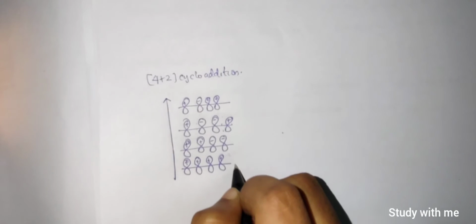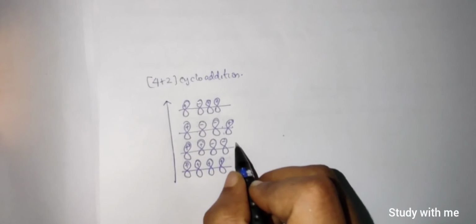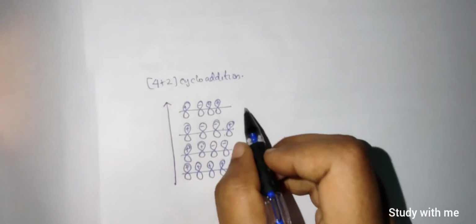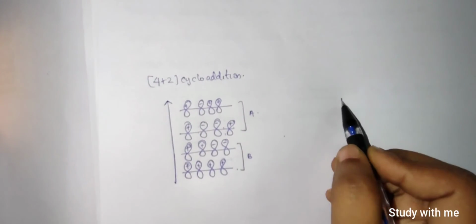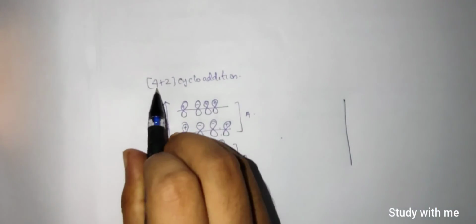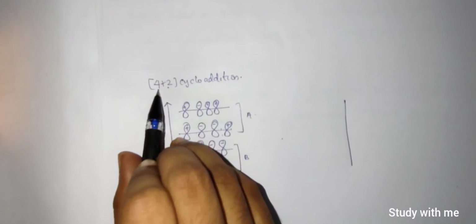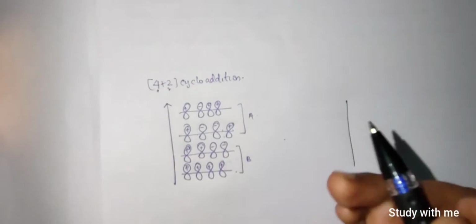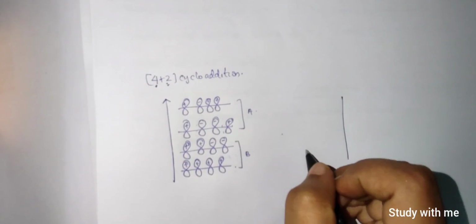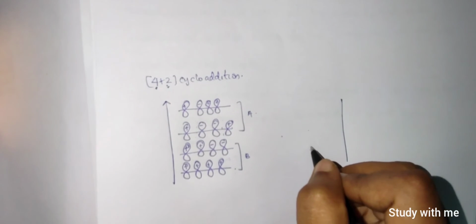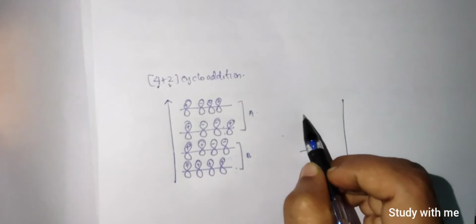So this is the ED, and these 2 will be the bonding ones, and these 2 will be the anti-bonding ones. So next we have to draw the ethene here, because this is the 4+2 cycloaddition. The addition of butadiene plus ethene will be here. So here we have to draw the ethene. Ethene has only 2 MOs. The first one will be bonding and the second one will be anti-bonding.